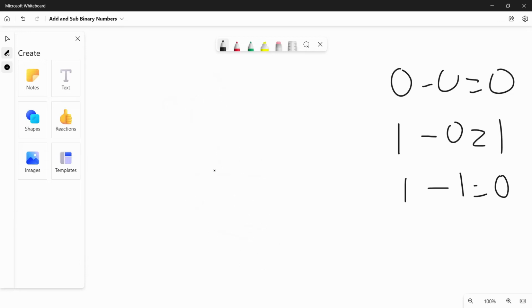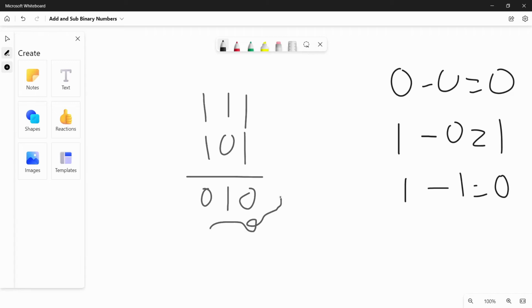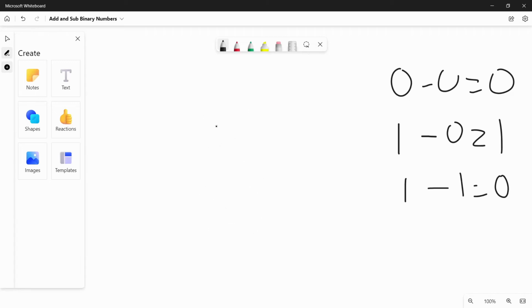Let's subtract now 7 and 5, which is equal to 2. 7 is 1, 1, and 1. 5 is 1, 0, 1. 1 minus 1 is 0. 1 and 0 is 1. 1 minus 1 is 0. And we got 2. Now let's subtract 15 and 8, which should be equal to 7.